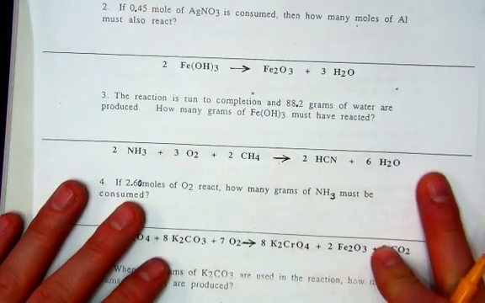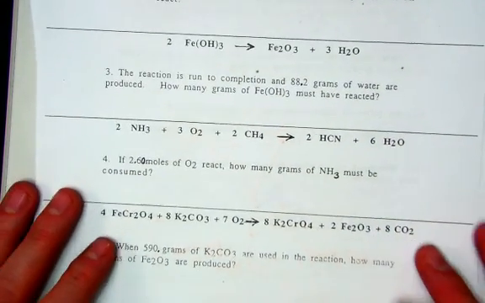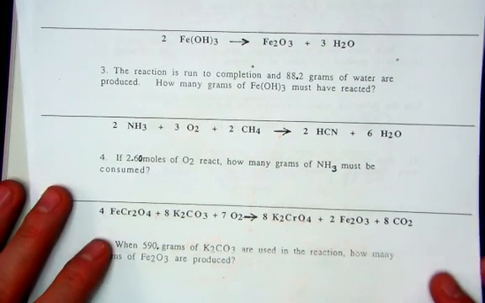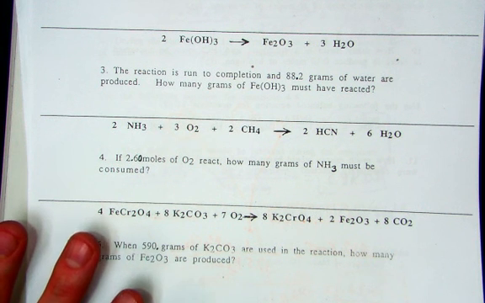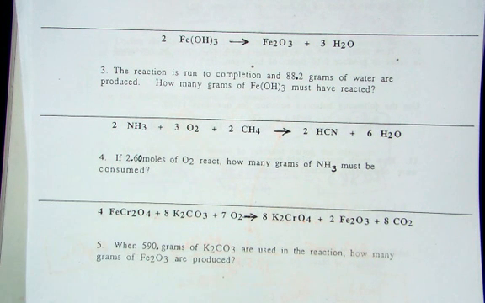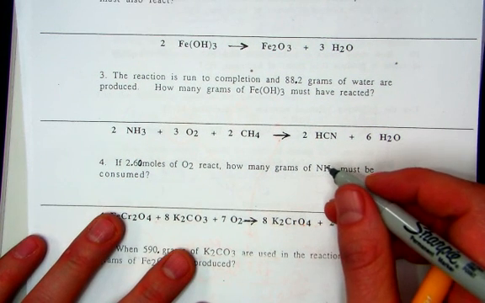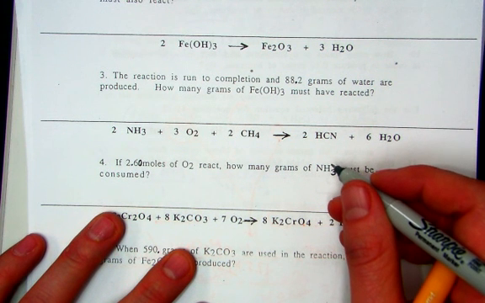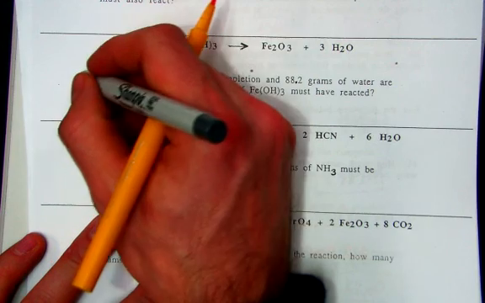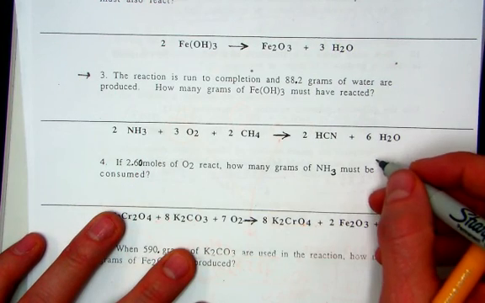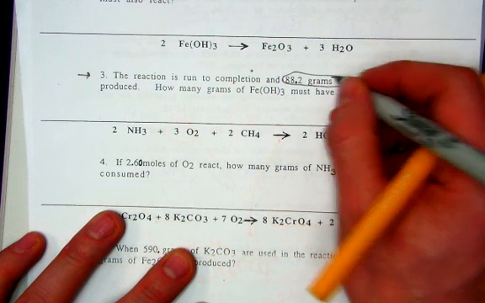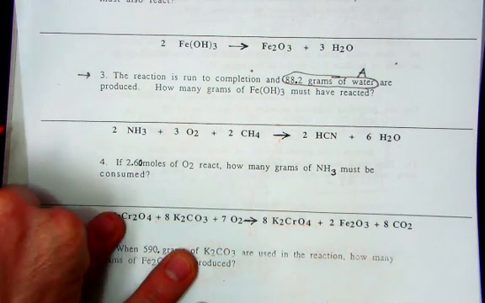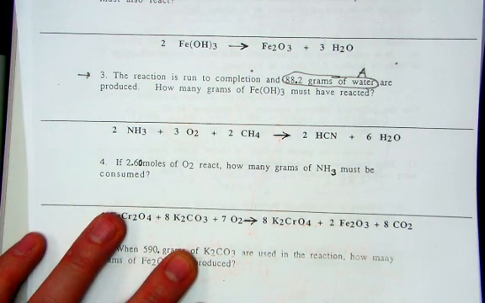All right, so let's try number 3, because 2 is a little easy. Donia, you tell me what A is, substance A. Moles of AgNO3. Oh, for number 3, sorry. Grams of water. Does everybody see that? Whatever is given is going to be my A. Now, what's my B? Let's go with Nicole. What's my substance B?